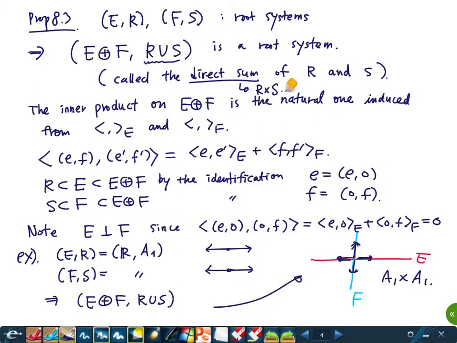But as you can imagine, when we have two root systems and take the direct sum, the two parts do not interact at all. So if you understand one part and the other part separately, then you can understand the direct sum. We will be mostly interested in root systems that cannot be decomposed like this, because if one can be decomposed, we can just look at the orthogonal components separately. So we need a definition for that.